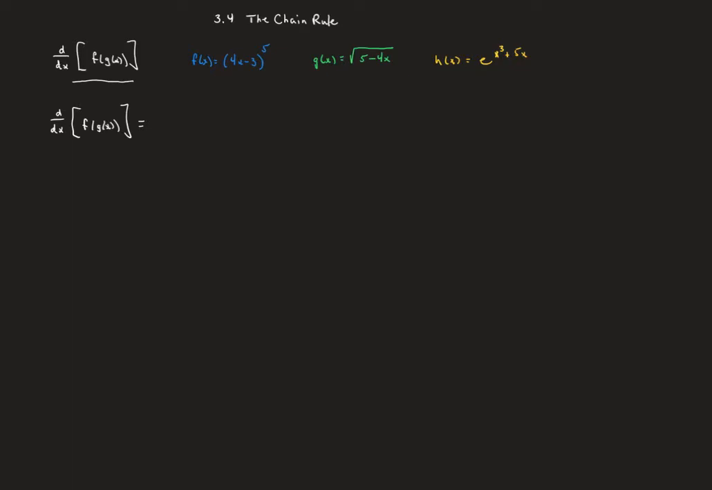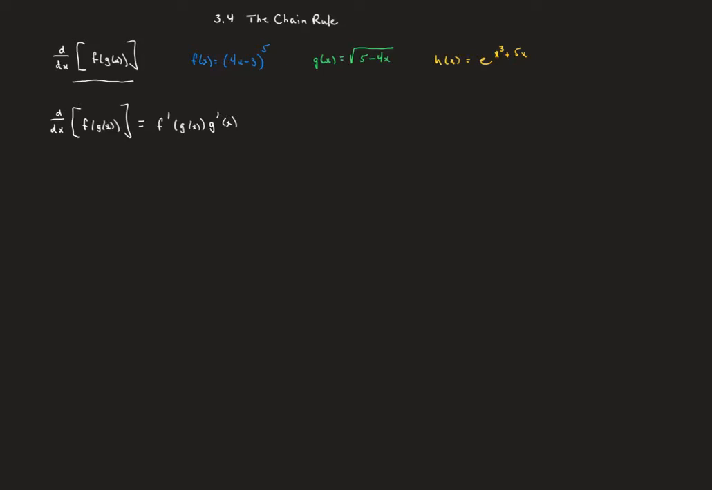So the first one we're going to talk about, we're going to say it's the derivative of the outside function, leave the inside function alone, times the derivative of the inside function. So I'm going to say that again. The derivative of f of g of x is the derivative of the outside function, leave the inside function alone, times the derivative of the inside function.